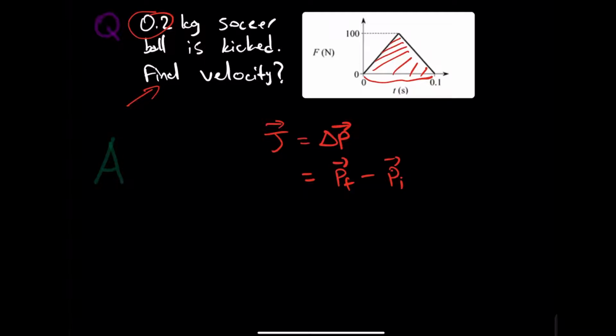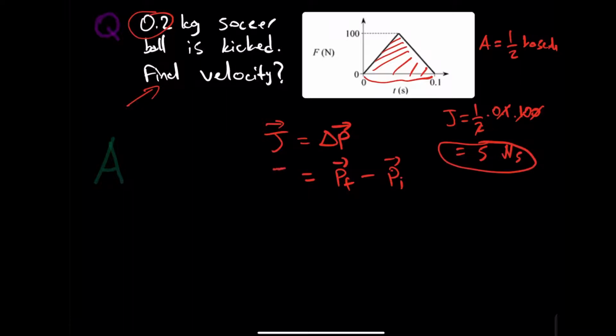So let's find it. The area of a triangle is going to be half of the base times the height. So this is equal to the impulse. So half of the base, which is 0.1 here, and 100 as the force. We simplify these and get 5 newtons seconds as the impulse. And this is equal to the change in momentum, so we can plug it in here. Now, let's further solve this question.